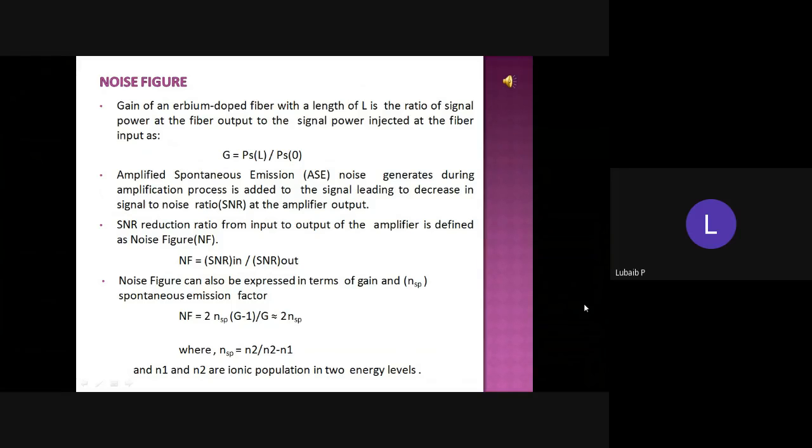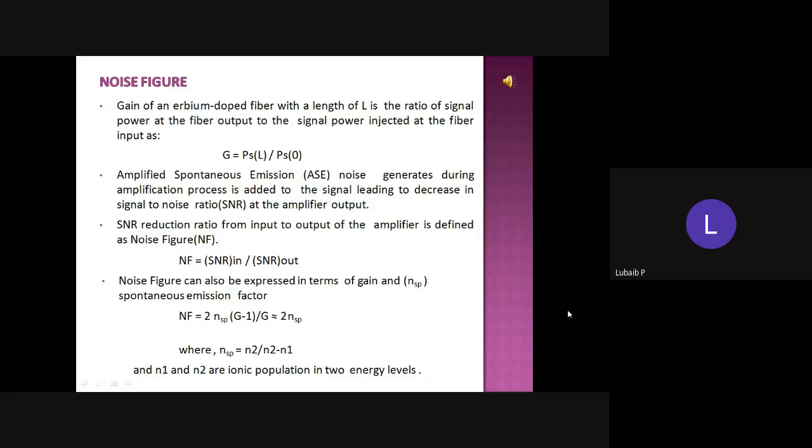And the noise figure, I think you know what it actually is. The noise figure is the ratio of signal to noise ratio at the input to the signal to noise ratio at the output. That is, noise figure equals signal to noise ratio at input divided by signal to noise ratio at output. Noise figure can also be expressed in terms of gain and spontaneous emission factor.